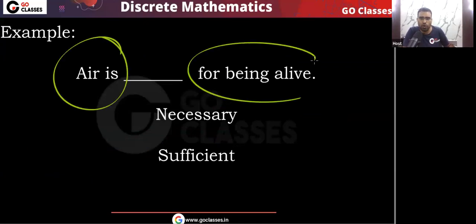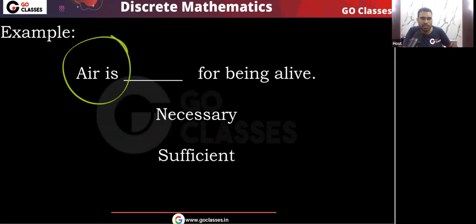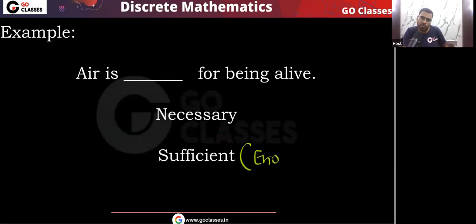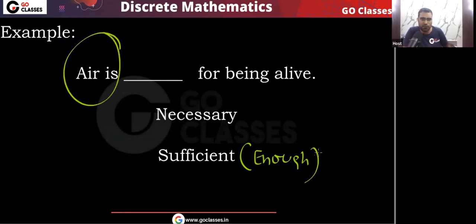Air is for being alive. Tell me, air, or I can say oxygen, is that necessary or sufficient for being alive? Sufficient means enough. Can I say air is enough to keep you alive? No, you also need water, you need food, you need sleep. A lot of things you need. So can I say air is necessary? Yes, definitely air is necessary, but air is not sufficient.